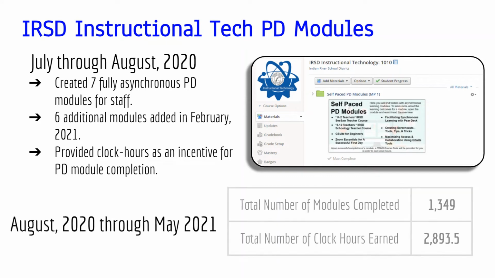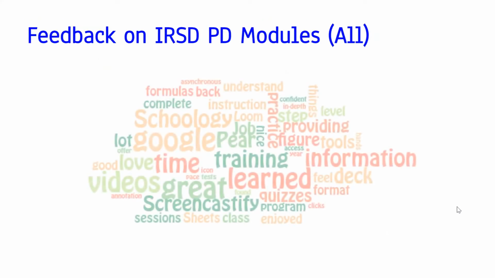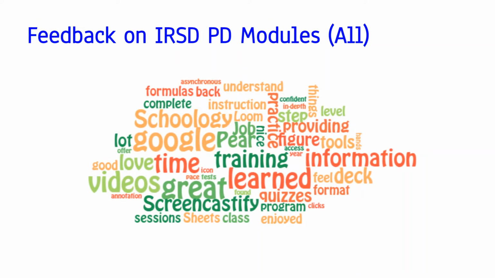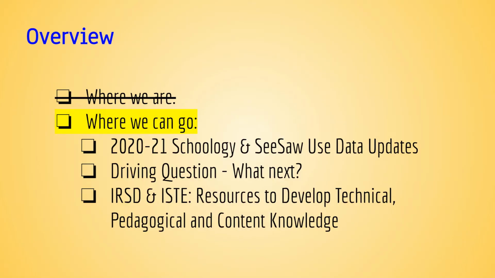By the end of the school year, almost 1,300 units had been completed, and we allocated almost 3,000 clock hours of PDMS credit to our staff. On the screen, you see a word cloud which contains the extended responses for those who completed a PD module. Some of the words associated with these modules, like great, nice, and enjoyed, don't often appear with PD, so we knew that these resources were valuable.